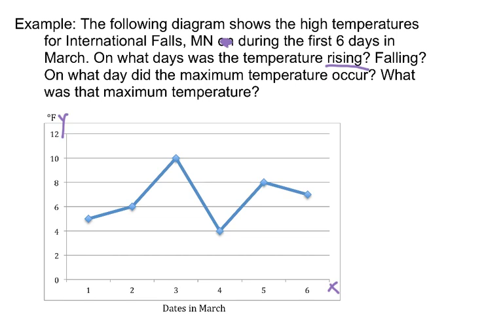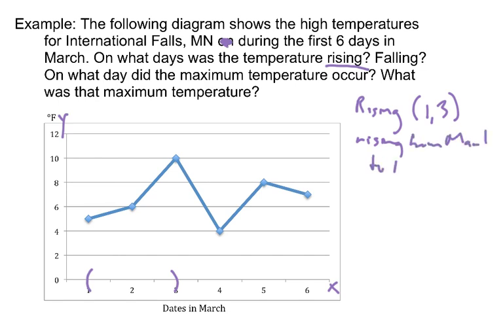Reading the graph from left to right makes sense because that's moving forward in time. As I look at this graph, I recognize pretty quickly that from here to here on the x-axis, the y values are going up. So mathematically, I might say that this graph is rising on the interval from 1 to 3. Or putting it more in words, I might say that the temperatures are rising from March 1st to March 3rd.